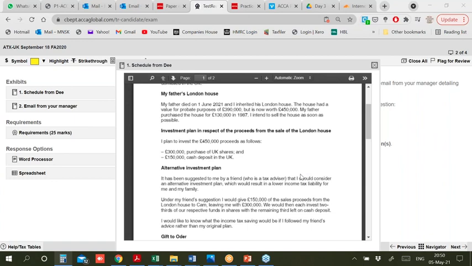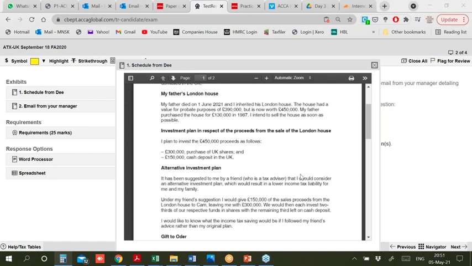It has been suggested to me by a friend who is a tax advisor that I should consider an alternative investment plan, which would result in lower income tax liability for me and my family. Under my friend's suggestion, I would give 150,000 of the sale proceeds from the London house to Cam, that is her husband, leaving me with 300,000. We would then each invest 2/3 of our respective funds in shares with the remaining third left on cash deposit. So what they are planning is that they should first split this 450 between husband and wife, 150 with Cam and 300 with D.